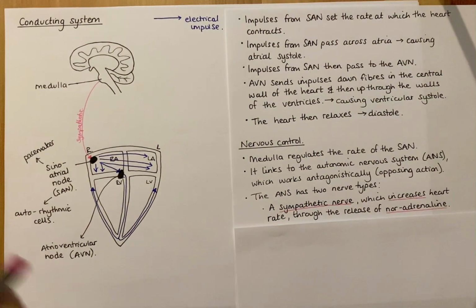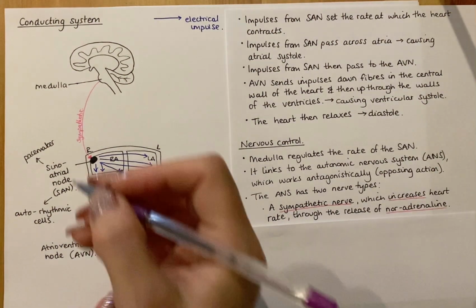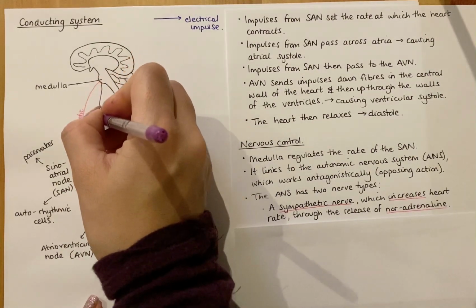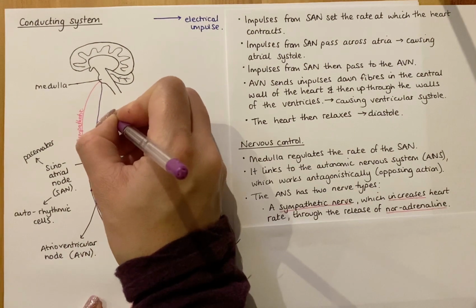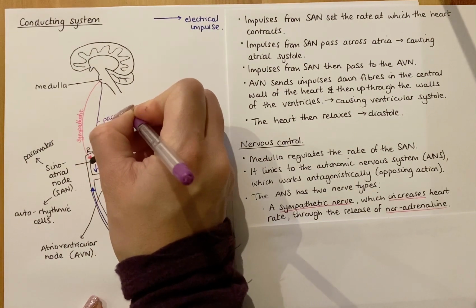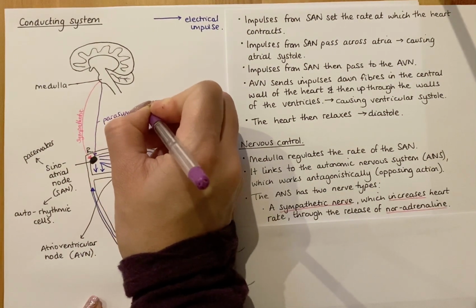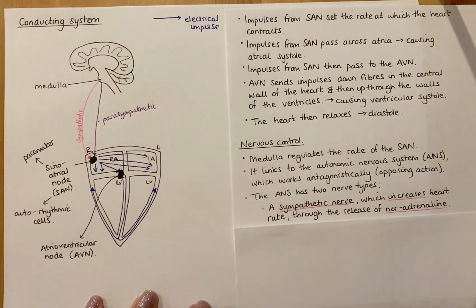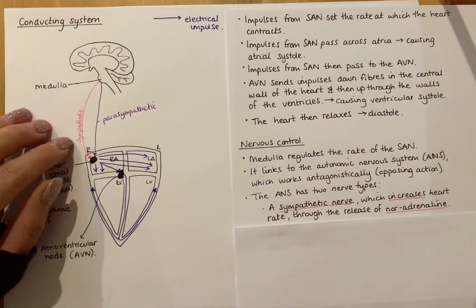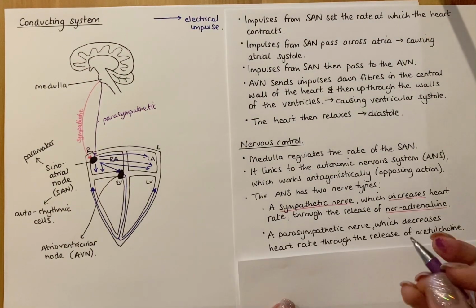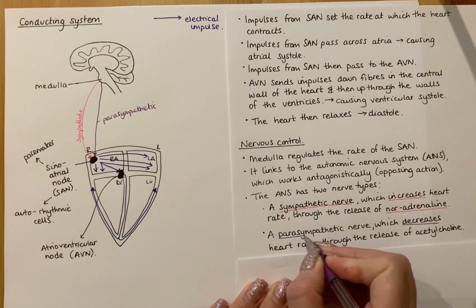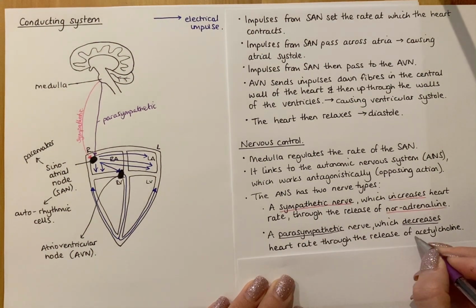Then you have another nerve that links to your autonomic nervous system, which is called your parasympathetic nerve. Now if you think about this, these work in opposition, right? They have opposing action. The sympathetic one will speed up, and the parasympathetic one will decrease the rate, it will slow it down. That decrease happens through a chemical called acetylcholine.